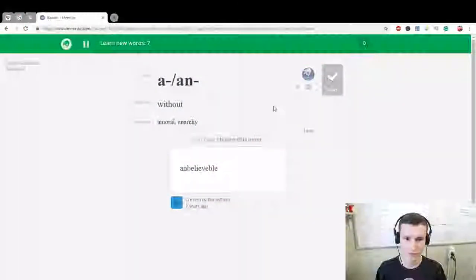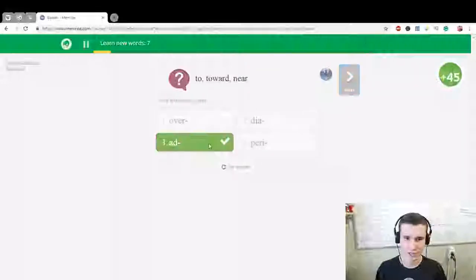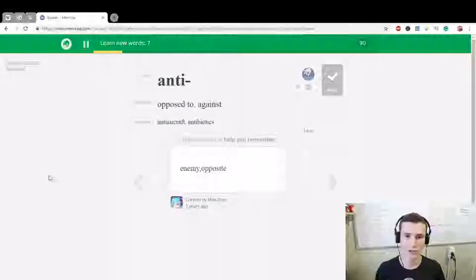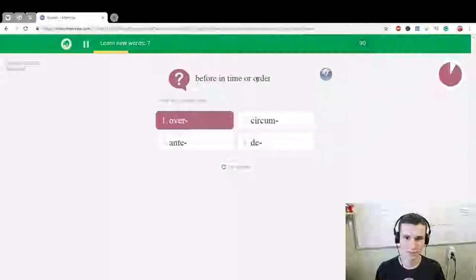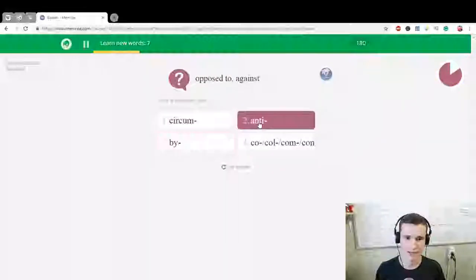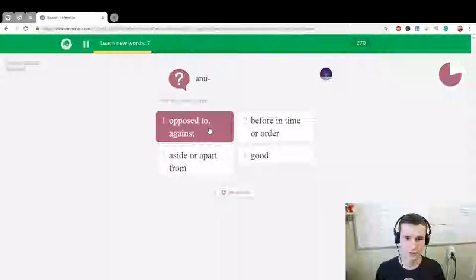Let's open our Memrise. A, an: without. Ad: to, toward. Ante: before, in time or order, like antechamber, antecedent. Anti: opposed to, against, like anti-aircraft, antibiotics. Let's learn: ante is before, anti is opposed to, against.